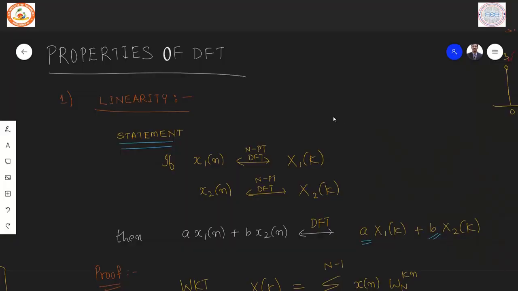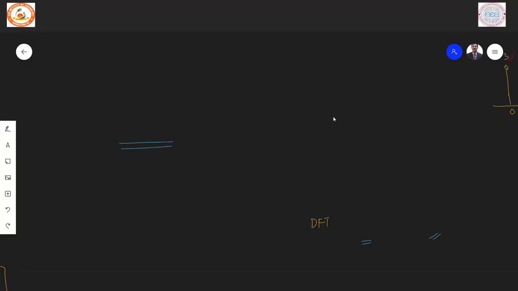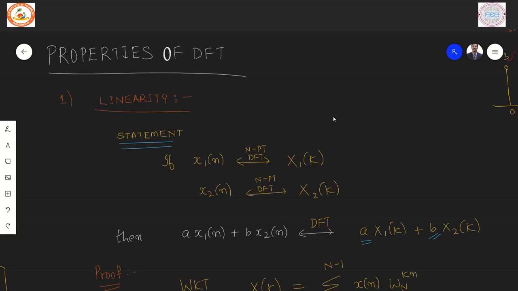Let us discuss the properties of DFT. The very first property is called linearity. Linearity happens to be a very simple property.